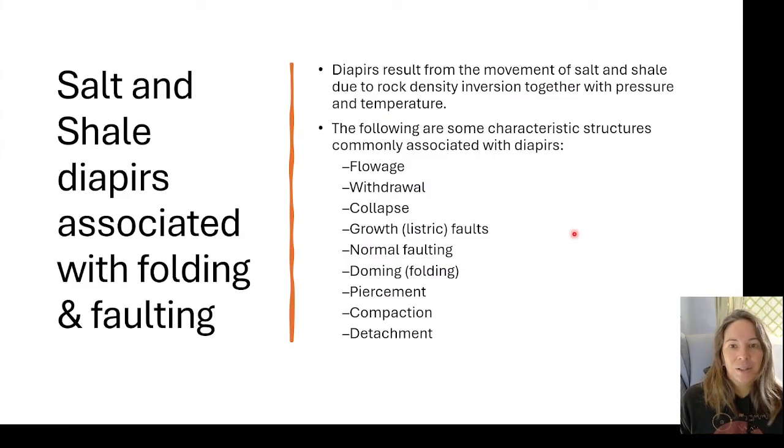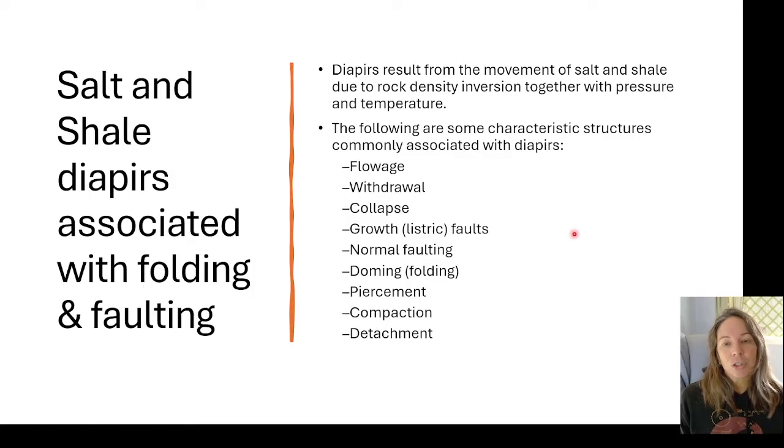Okay, so now let's talk about diapirs. So these are structures that form when we have salt or shale move through the subsurface, often because of density inversion or pressure or temperature differences. And so we get a lot of different features associated with them, and you could spend hours going through all these features, so I'm going to do it really briefly.